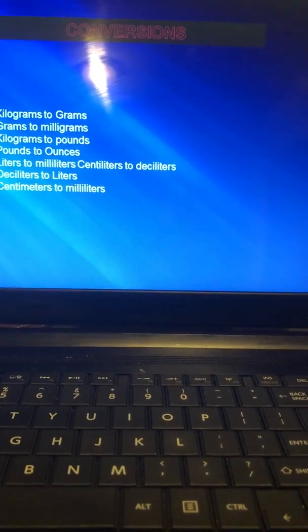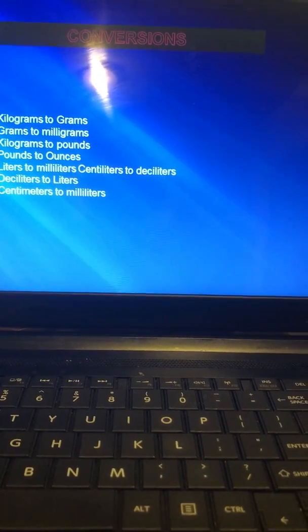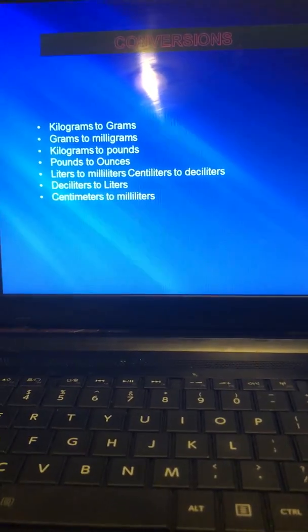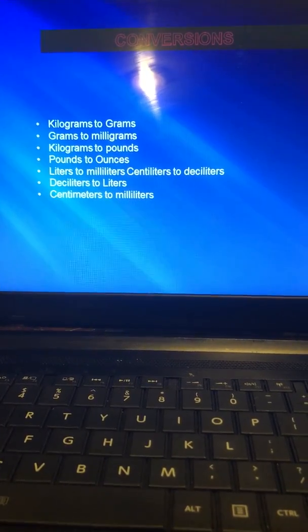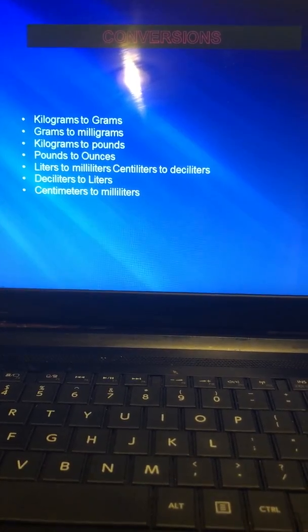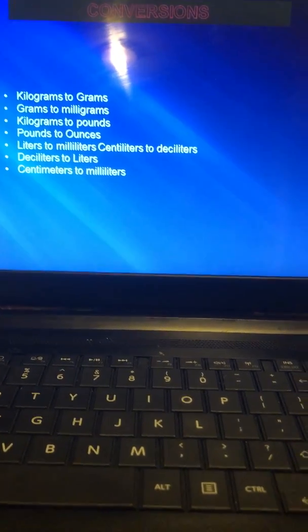So 1 kilogram is equal to 1,000 grams. 1 gram is equal to 1,000 milligrams. 1 kilogram is equal to 2.2 pounds. 1 pound is equal to 16 ounces. 1 liter is equal to 1,000 milliliters, and 10 centiliters is equal to 1 deciliter.